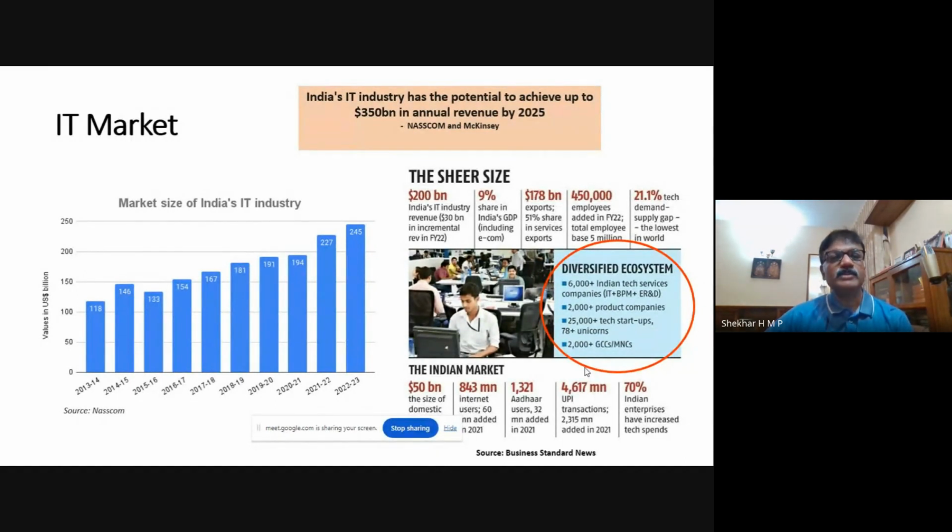So there is a promising future. All I wanted to say is that India as an IT industry has the potential to achieve much more. As per NASSCOM and McKinsey reports, it is expected to reach around 350 billion in annual revenue by 2025. So that is good news.